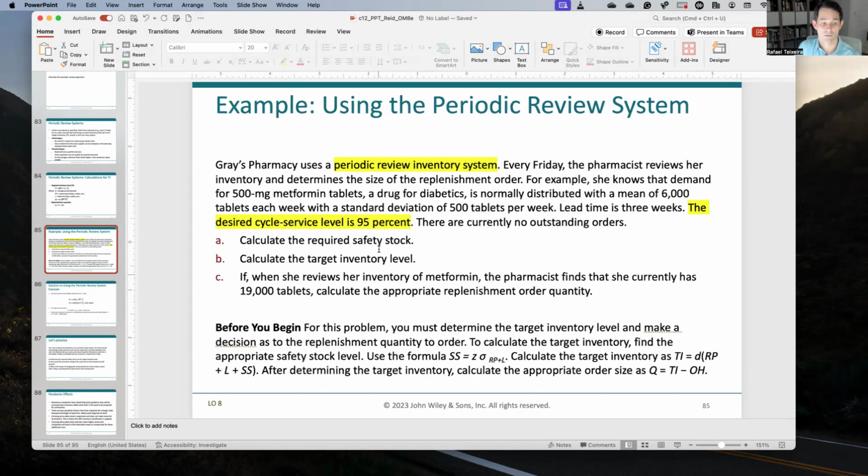Let's take a look at one problem. Grace Pharmacy uses a periodic review inventory system. Every Friday, the pharmacist reviews her inventory and determines the size of the replenishment order. For example, she knows that the demand for 500 milligram metformin tablets, a drug for diabetics, is normally distributed with a mean demand of 6,000.